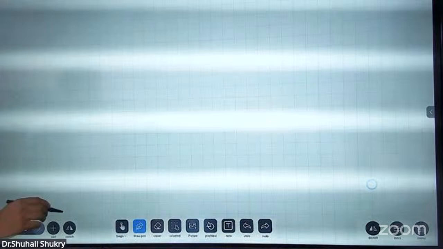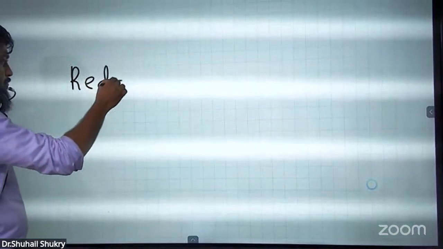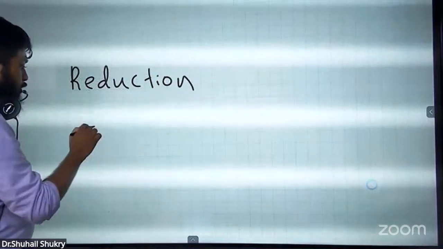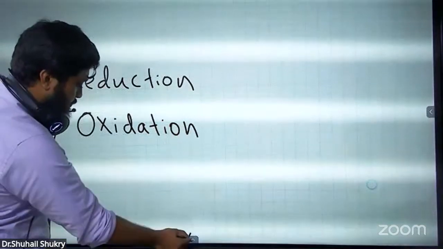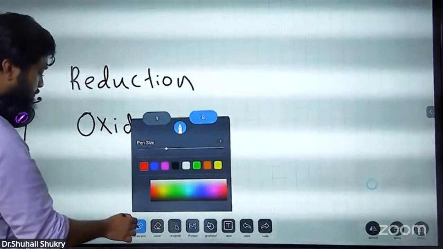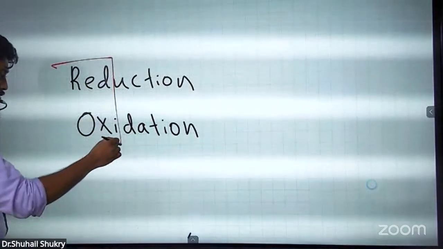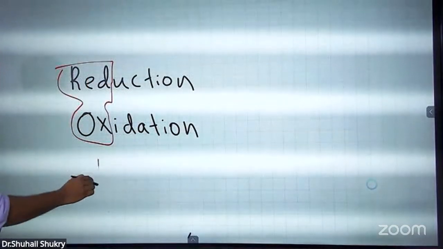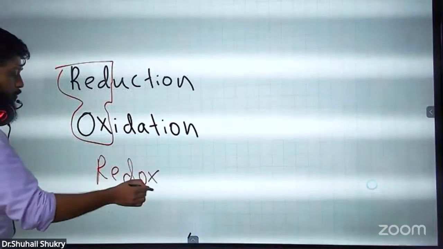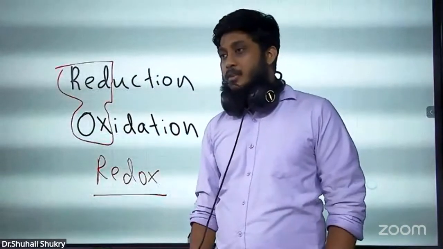Last week, I explained what is oxidation and what is reduction. Today, redox. Redox means, if I write reduction and if I write oxidation, if I add both together, red of this and ox of this, I will get redox. What do you mean by redox then? Reduction and oxidation reaction. That is only known as redox.